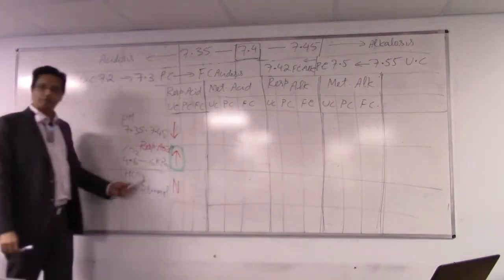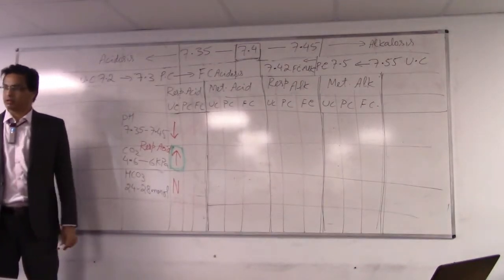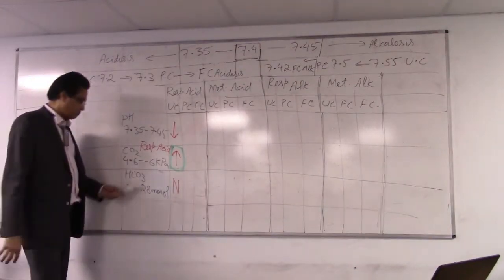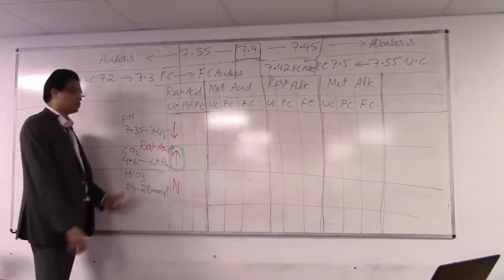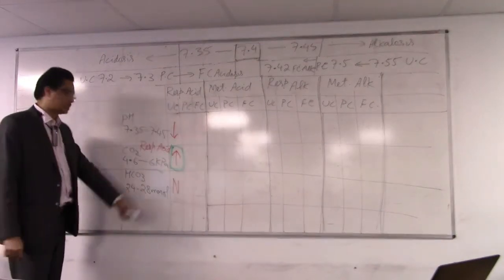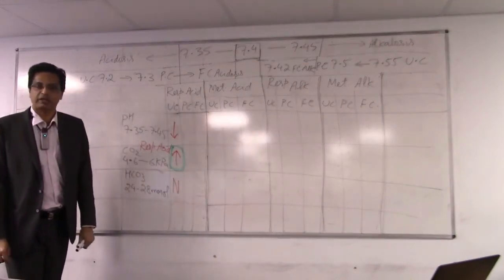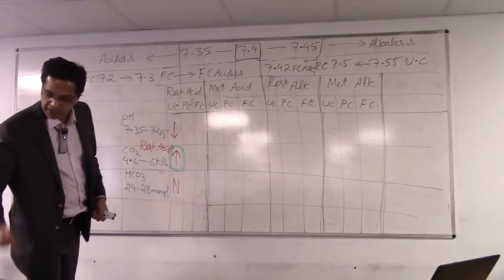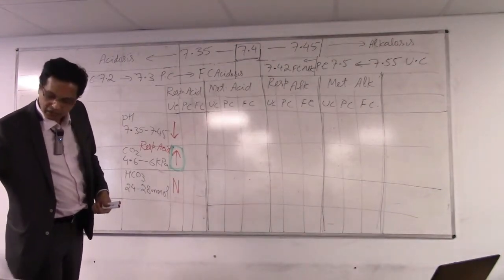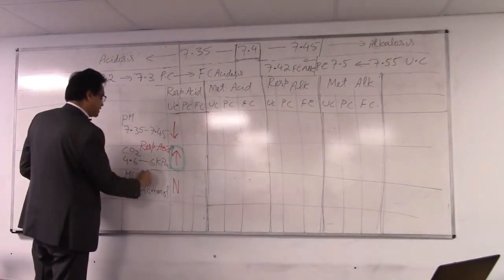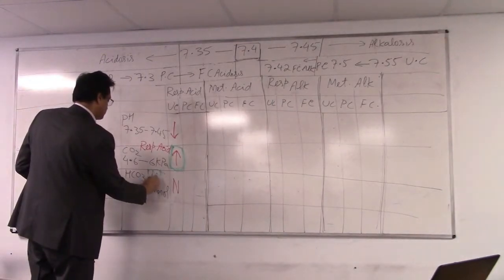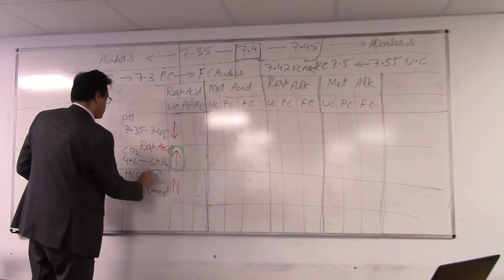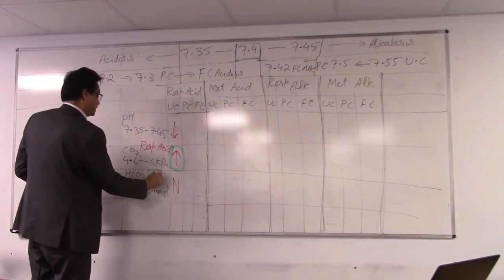Now again, remember bicarbonate. Is bicarbonate an alkali or an acid? Alkali. So bicarbonate is actually regulated through the kidneys, not the lungs. So is it a metabolic alkali or a respiratory acid? Metabolic alkali. Remember that. Bicarbonate is a metabolic alkali.